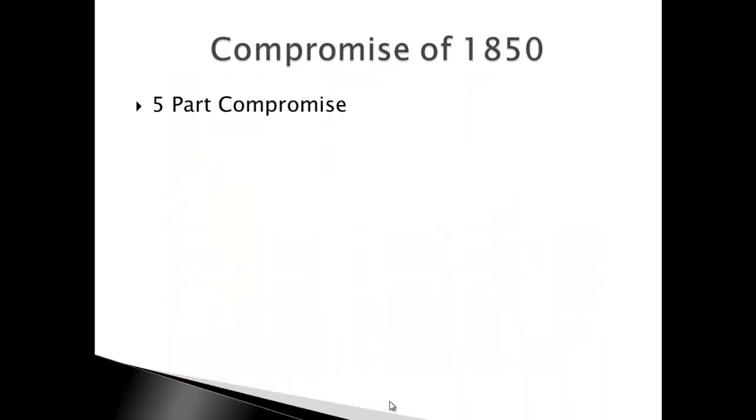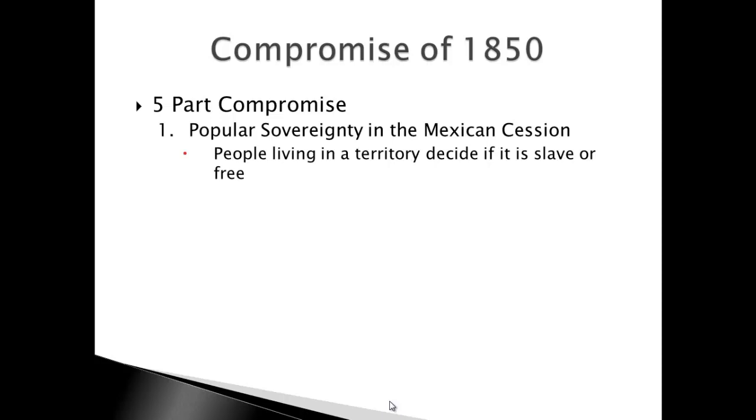Okay, 5 parts of the Compromise of 1850. Know all 5 of them. 1. Popular sovereignty in the Mexican Cession. This means that people living in that territory get to decide if it is a slave or a free territory, not politicians. 2. There is to be a more strict Fugitive Slave Act, and this will get the North very upset, but it's going to force Northerners to actively participate in the capture and return of slaves.